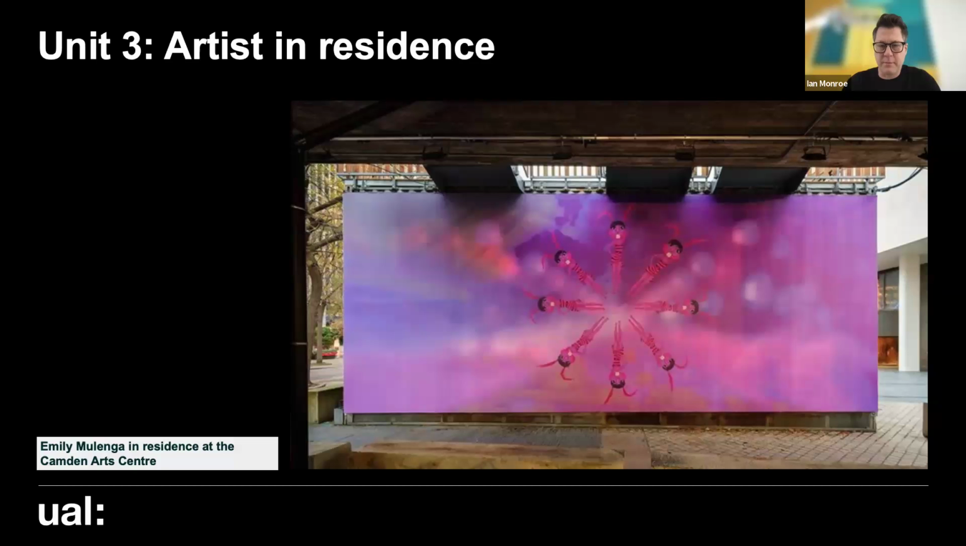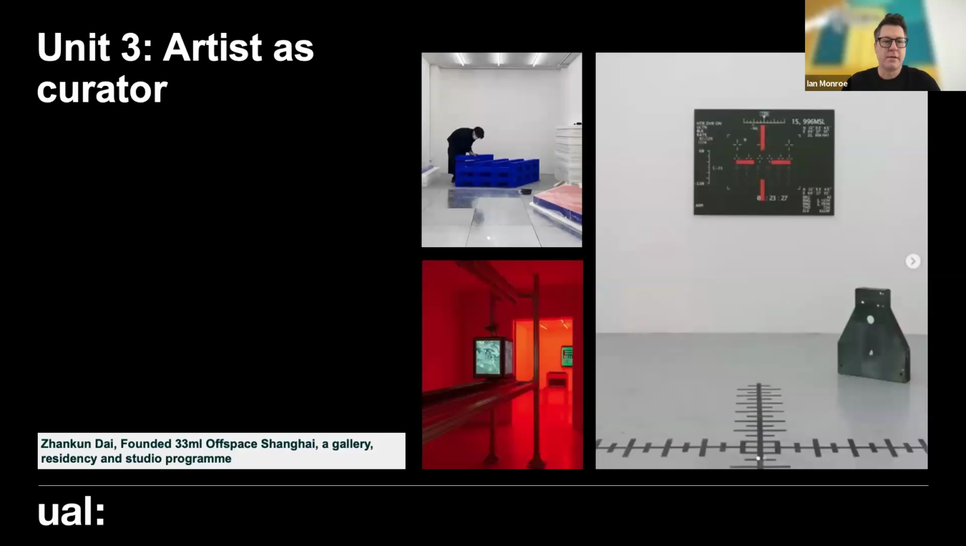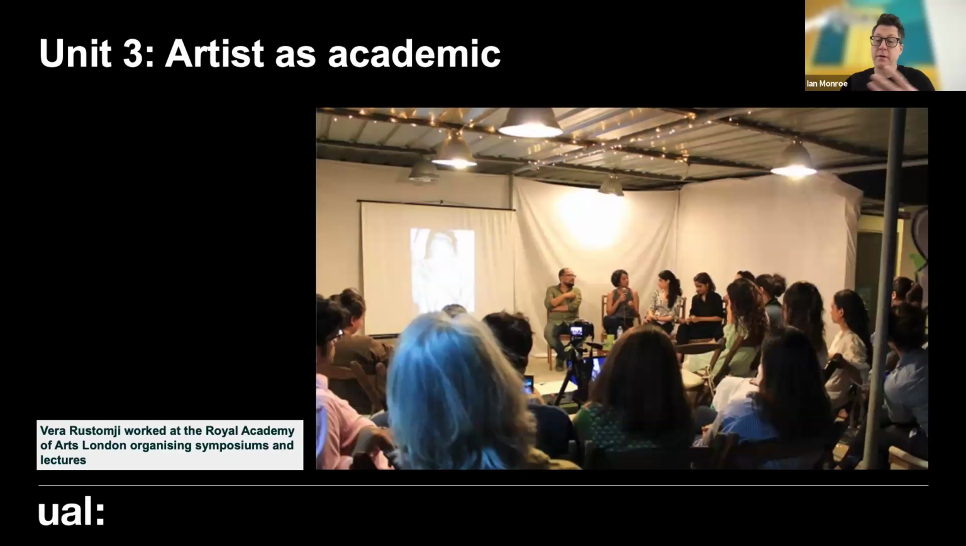So for example, Emily Malenga was an artist that chose to use residencies as her Unit 3 model, and she did some amazing residencies, including the Camden Arts Centre here in London. Jan Kun Dai founded a project space in Shanghai and traveled back to Shanghai to run it as a gallery, and it eventually became a residency and a studio program. So he went down the artist as a curator route. Or Vera Rastomji was very interested in being an academic, so she actually organized symposiums, lectures, and talks.